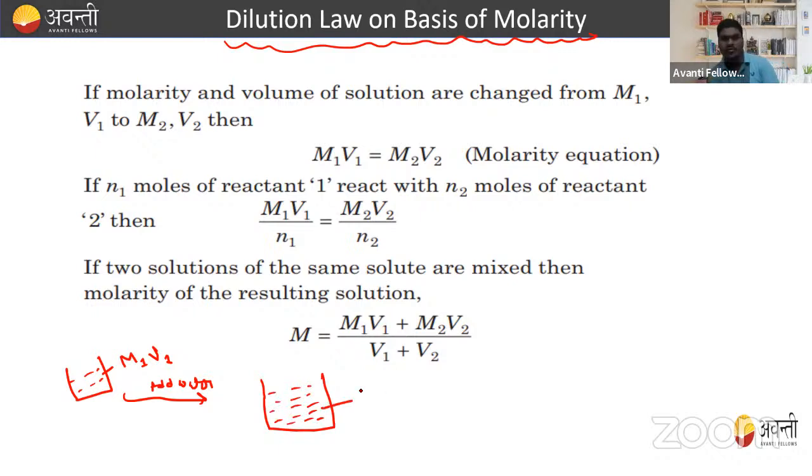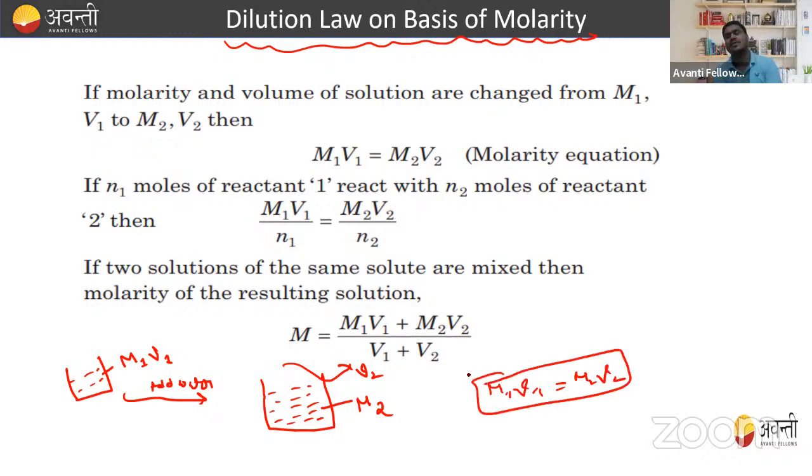the molarity will obviously change, because molarity depends on the number of moles of solute per liter. So if you increase the solvent, then definitely the molarity will change. So M1 becomes M2. Similarly, the volume also changes, it will become V2. So what formula comes out? The formula is M1 V1 equals M2 V2. And this is known as the molarity equation, right?